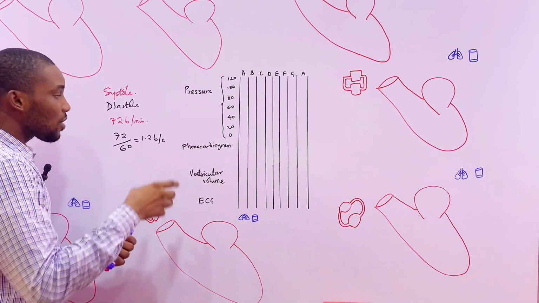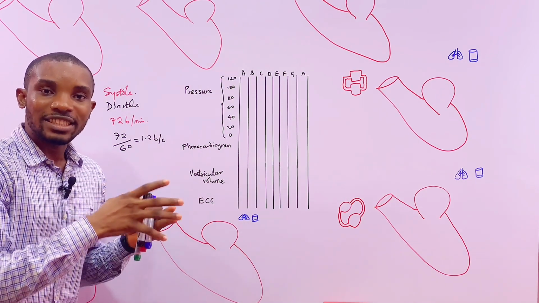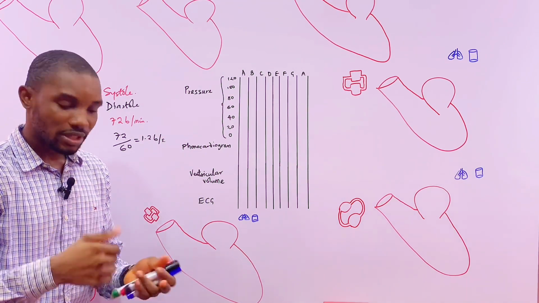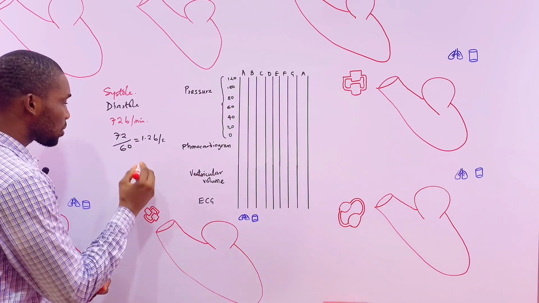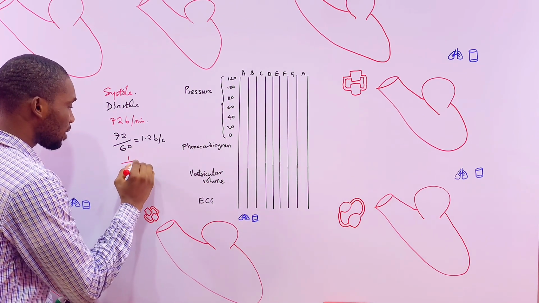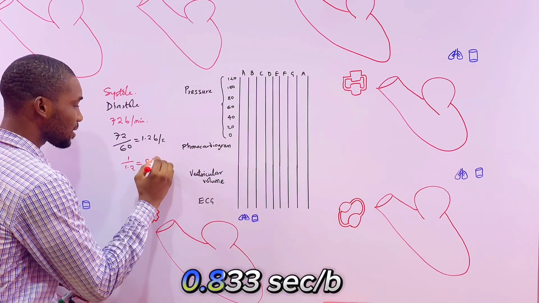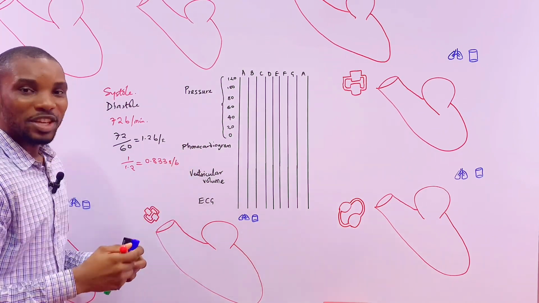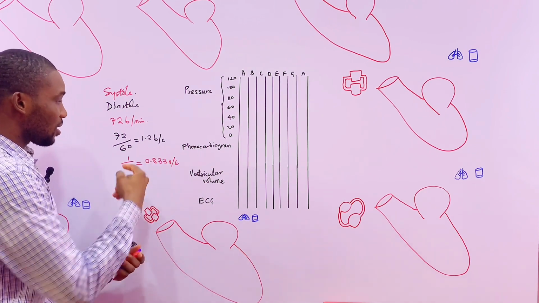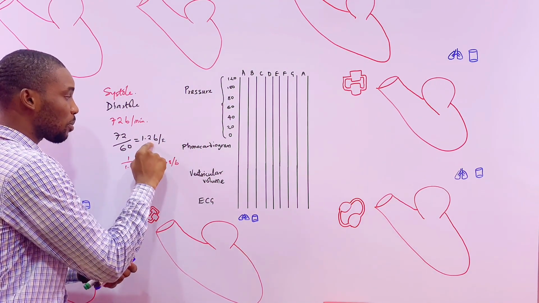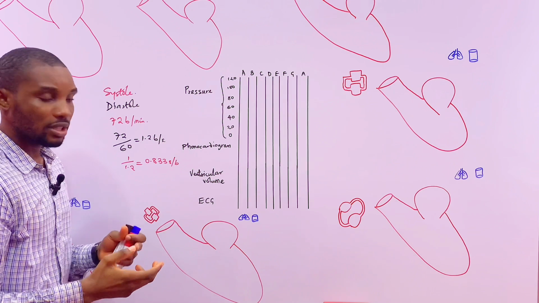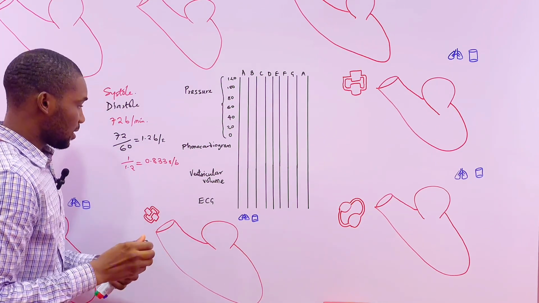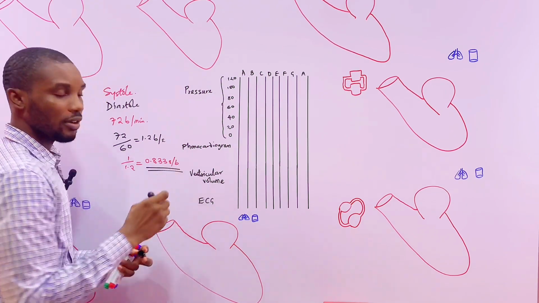Now, if we want to find the time it takes for one cardiac cycle to be completed, we have to invert it. So it will be 1 over 1.2. That would be about 0.833 seconds per beat, because now we inverted both of them. So we did 1 over 1.2, and you have to turn the SI unit. So it's now seconds per beat. So it's 0.833 seconds for a heartbeat.